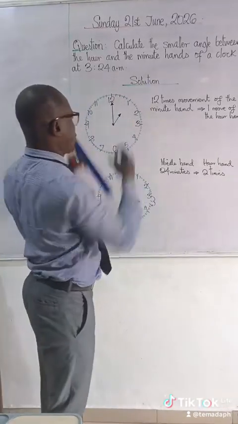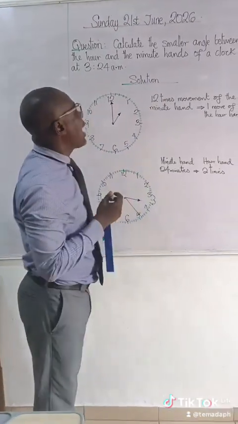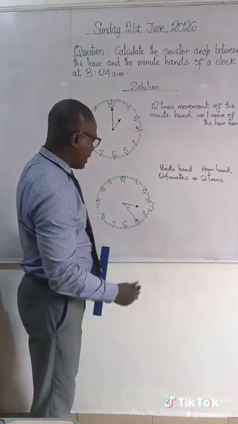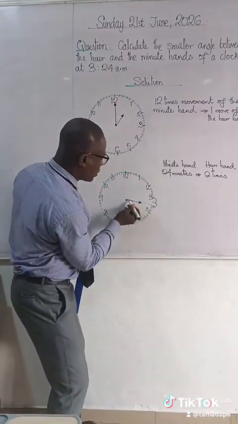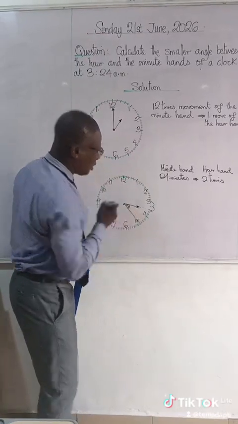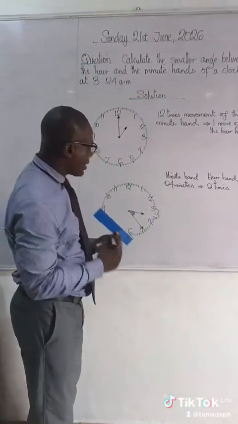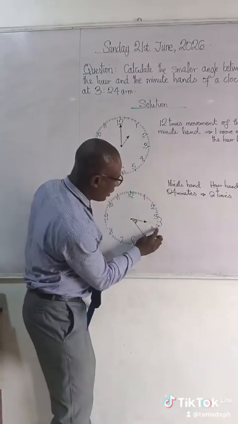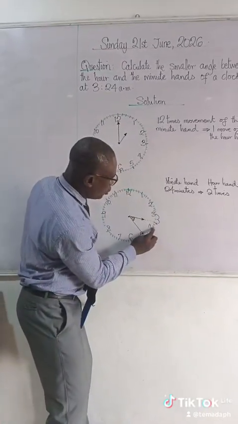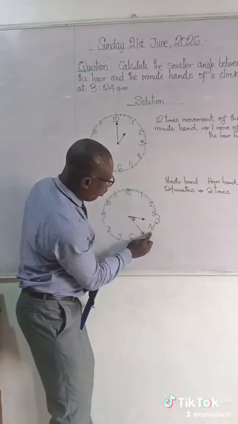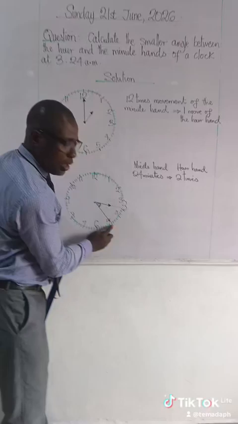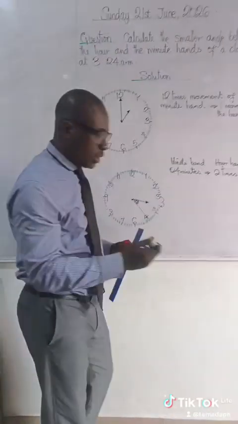So from that question, we want to see the smaller angle between the hour hand and the minute hand. Now, this is the angle in question that we need to calculate. All right, so let's see. How many ticks, how many vertical lines do we have? We have 1, 2, 3, 4, 5, 6, 7. We have 7 vertical lines.